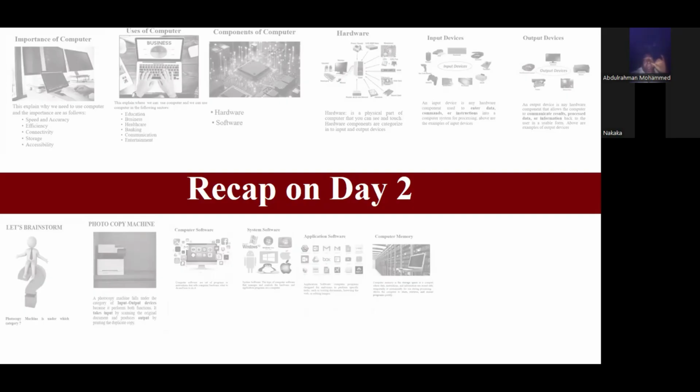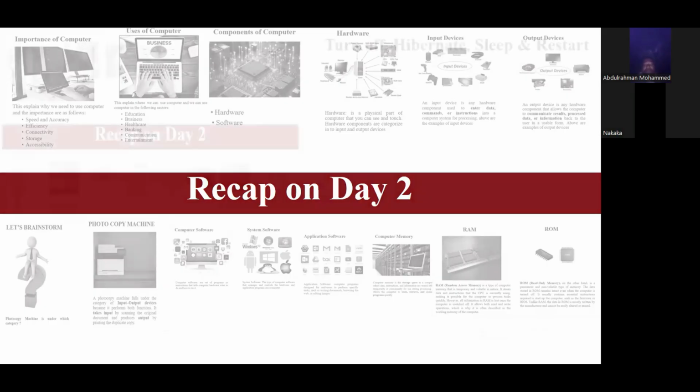And then we looked at computer memory, which is the storage of the computer system, and we say it's categorized into two. We have the RAM, which is random access memory, which is a volatile or temporary storage, and then we have ROM, which is read-only memory, which is a permanent storage in contrast to the RAM. So that's basically what we covered yesterday.